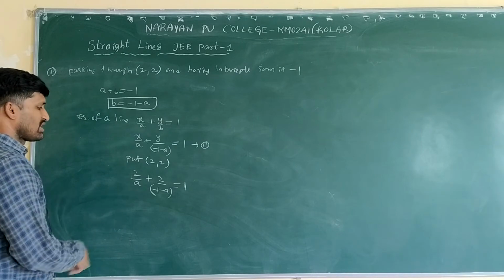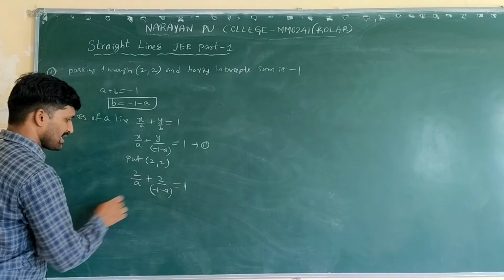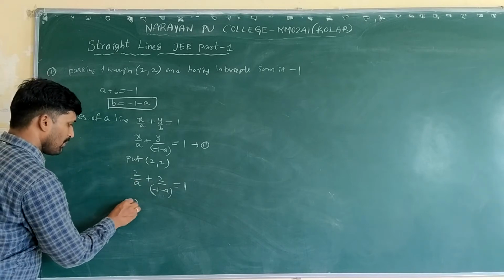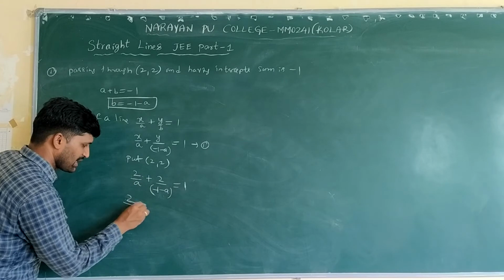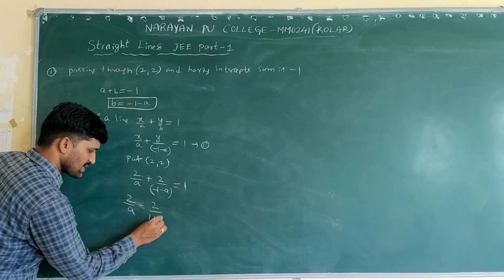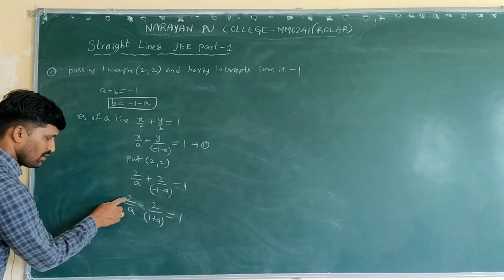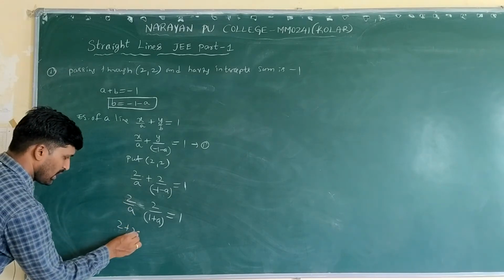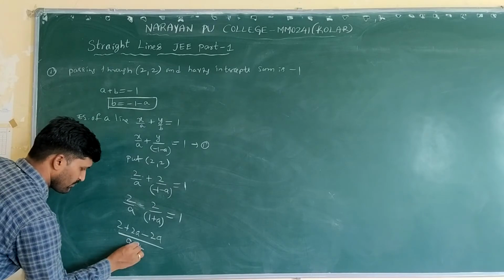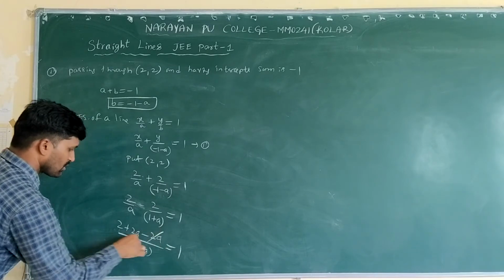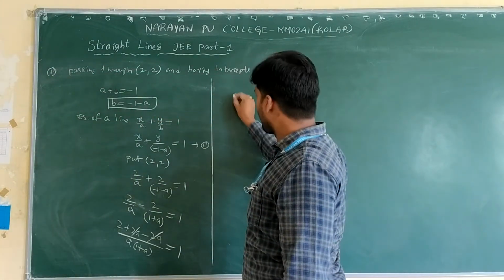Now take LCM. What is the LCM? A and minus 1 minus A. Now by taking the LCM, what will we get here? Taking minus common, minus into plus is minus, we get 2 by 1 plus A, that is equal to 1. Now take LCM: 2 into 1 plus A, that is 2 plus 2A minus 2A, by A into 1 plus A is equal to 1. 2A and 2A get cancelled and the numerator is 2.